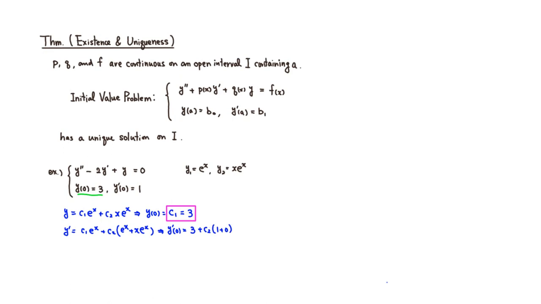Then the second initial value condition says it's supposed to be equal to 1. Before setting that, I'm going to simplify: it's just 3 plus c2. So this is supposed to be equal to 1. Then we can simply subtract 3 from both sides. You get c2 equals -2. So we found the c2 value.